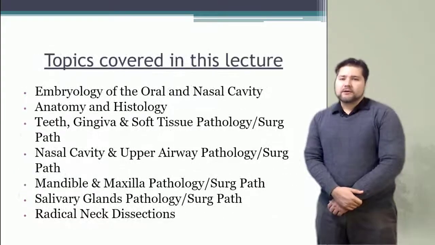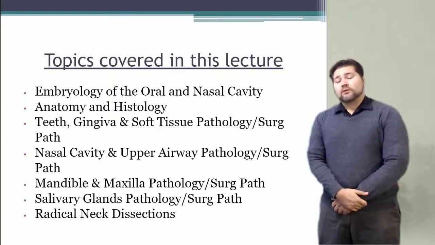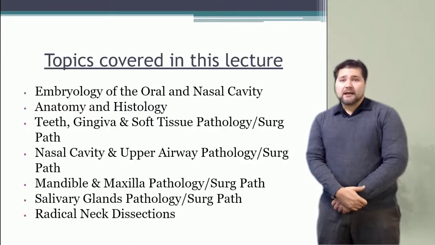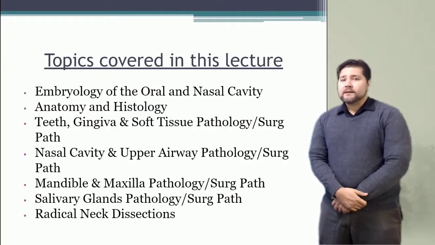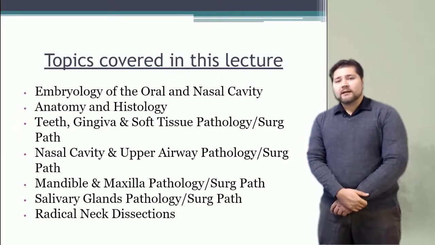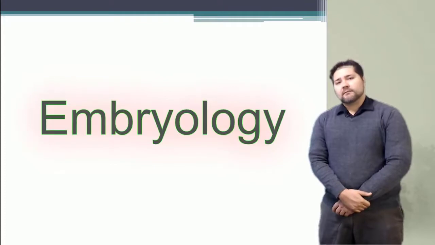As you can see, we do have a lot of topics to cover for this particular lecture, pretty much anything associated with the oral and nasal cavities. So we're going to be looking at tongue, mandibles, maxillas, nasal cavity specimens, salivary glands, and even radical neck dissections, which you would have learned about in larynx as well. So let's go ahead and get started with the embryology component.